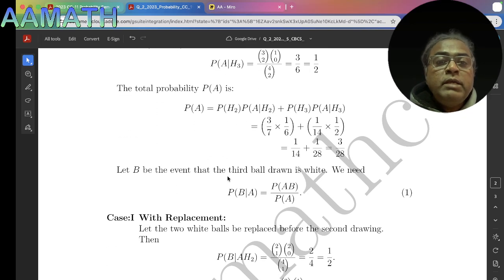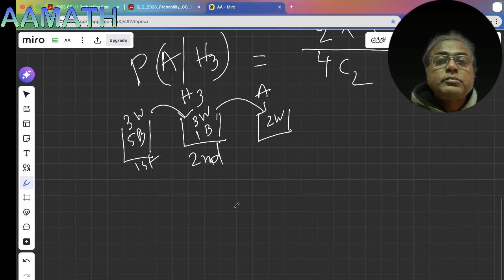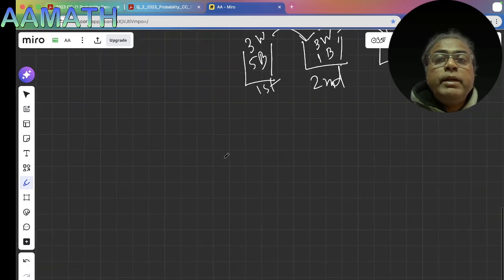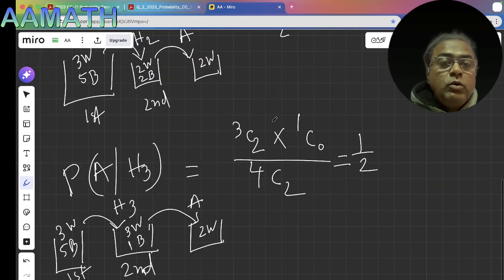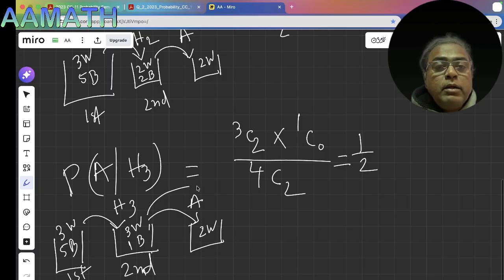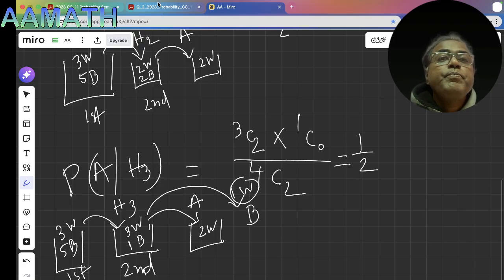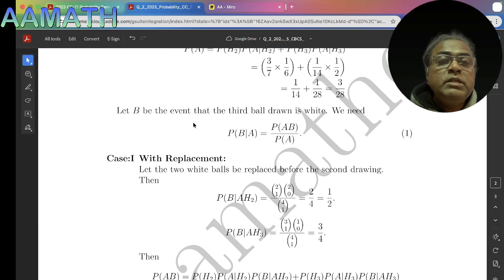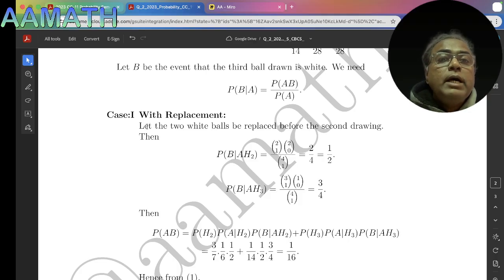Let B be the event that the third ball drawn is white. Event A is the two balls drawn are white. Next event, after two balls, from the second turn, we draw one white ball. This event is, say, event B. This B event can happen in two cases, with replacement or without replacement.